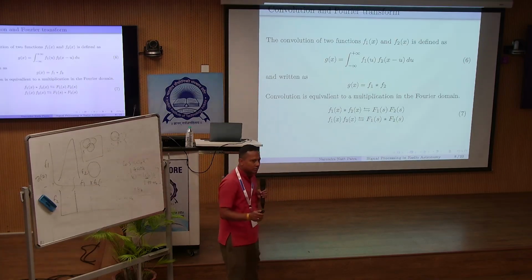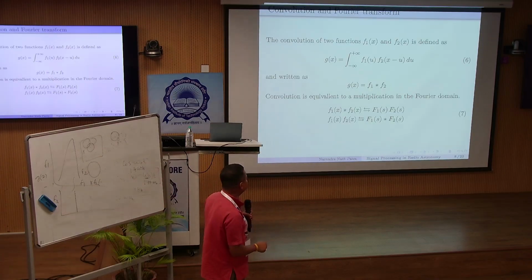Because of the interest of time, I will just quickly run through. One very important property of convolution is that if there are two functions and you take the Fourier transform of the convolution, in the Fourier domain they are a multiplication. It means the Fourier transform of this multiplied by the Fourier transform of this will come back.